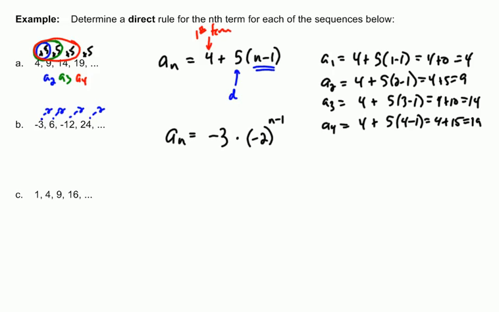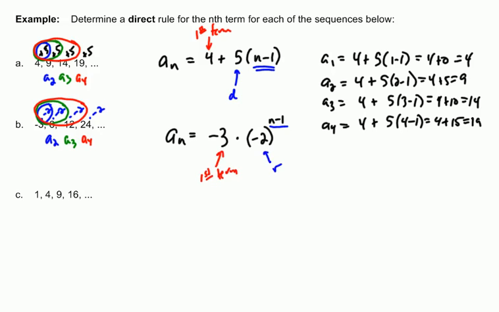Again, we're using the n minus 1 part of this here because to get to a sub 2, we just use one negative 2. To get to a sub 3, we use 2 multiplications of negative 2. And to get to a sub 4, we use 3 multiplications of negative 2. So we're using one less than the amount. Now the -3, that's our first term, and this -2 here is our ratio.